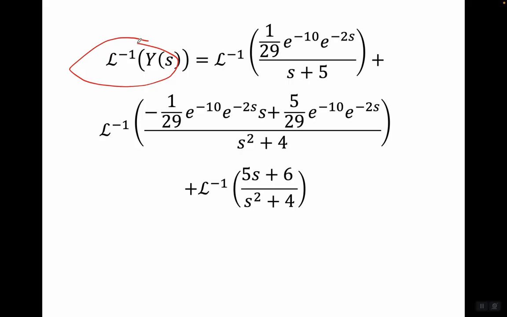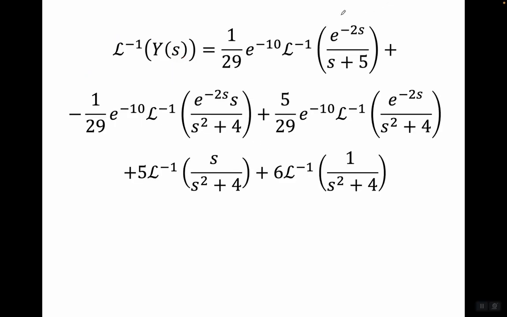And then we have these hairy inverse Laplace transforms on the right side. Recall we can break up sums, pull out constants, and when we do so, we end up with 1/29 e to the negative 2s times the inverse Laplace transform of this, plus negative 1/29 e to the negative 2s times the inverse Laplace transform of this, plus 5/29 e to the negative 2s times the inverse Laplace transform of this, plus 5 times the inverse Laplace transform of this, plus 6 times the inverse Laplace transform of this. We have our work cut out for us.